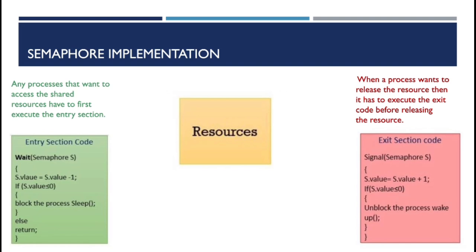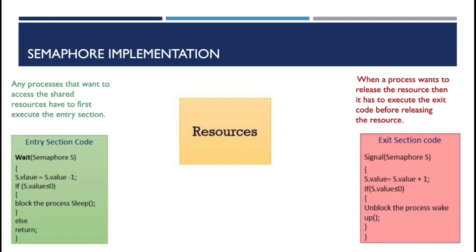Let's see how entry section code works. In this implementation, the wait function decreases the value of the semaphore S. If the resulting value is less than 0, it implies that the resource is currently unavailable and the process needs to be blocked. The process is then added to the queue associated with the semaphore. If the value of the semaphore is positive, then the process returns without being blocked.